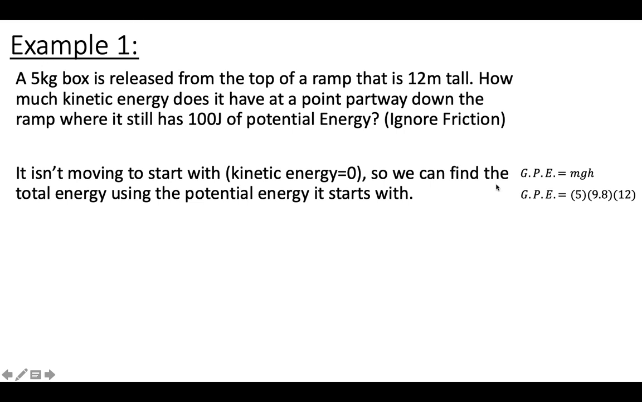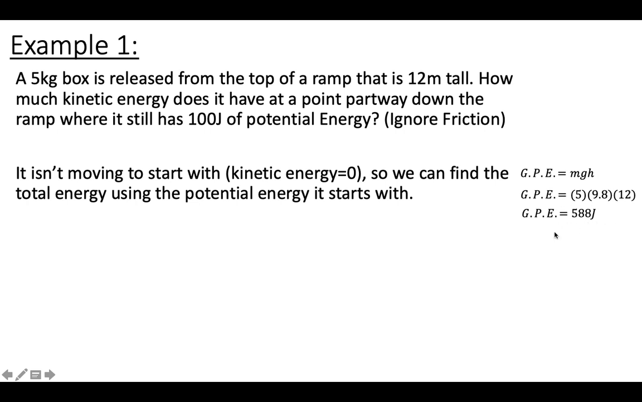M, our mass, is 5 kilograms. First thing it says, 5 kilogram box, so that's our mass. G is our 9.8, as usual, as long as we're on Earth. And h is 12, because it says that the ramp is 12 meters tall. Okay, so then we just multiply those together, and you get 588 joules. Boom, there you go. We're almost done.